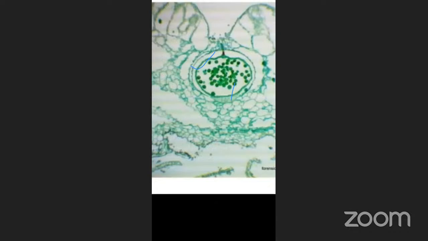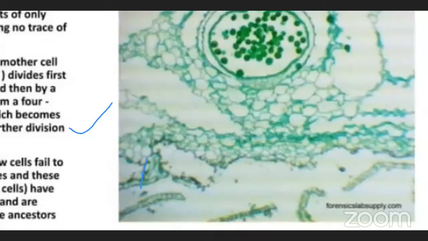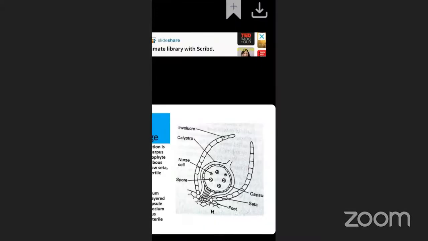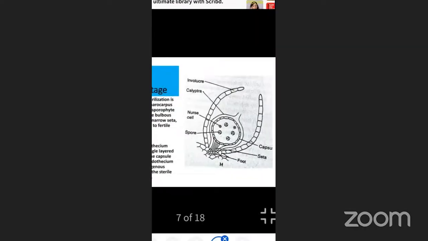So coming to the next one. So Marchantia sporophyte. So coming from Riccia to Marchantia. So the next one is the Marchantia sporophyte.